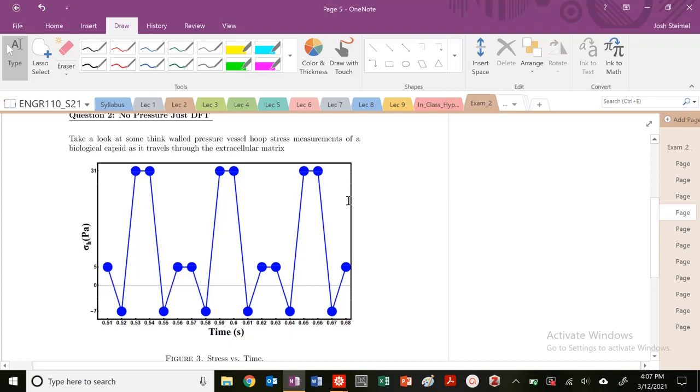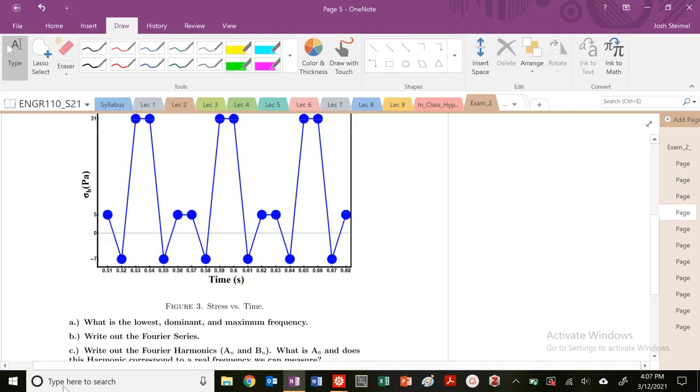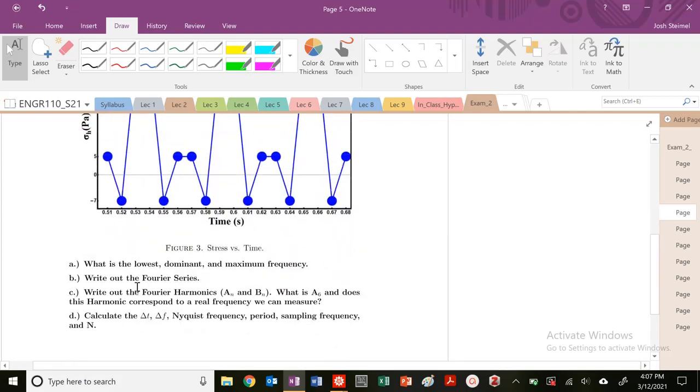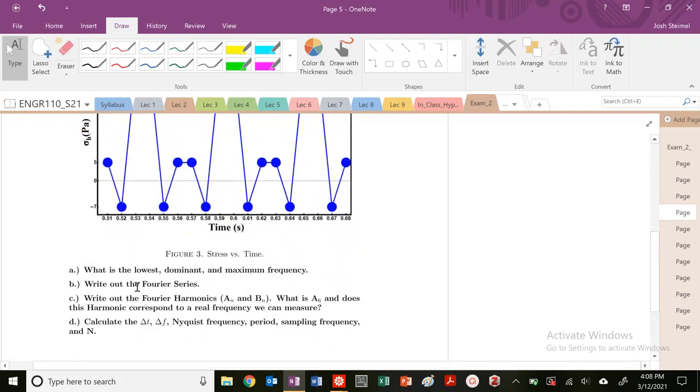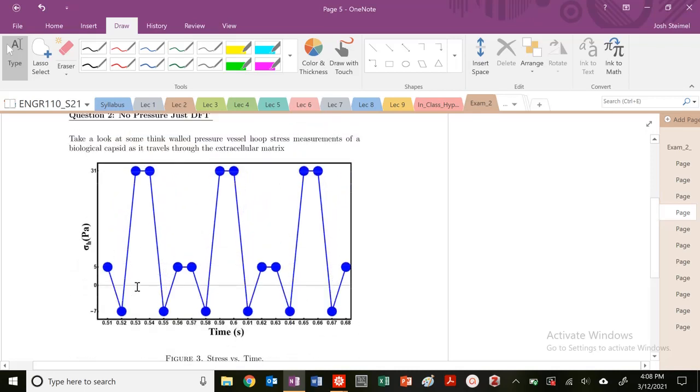So we're looking at some thin-walled pressure vessel hoop stress measurements of a biological capsid that passes through this extracellular matrix, and we get the following signal as a function of time. We need to figure out the lowest, dominant, and maximum frequency, and let's calculate all the values we see. Clearly the signal appears to be periodic. The question is, where is my period?